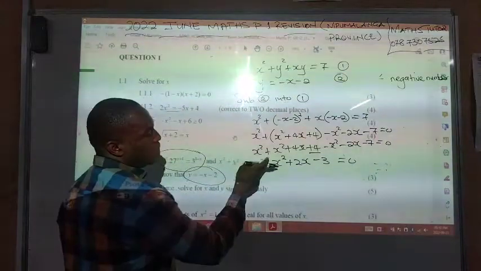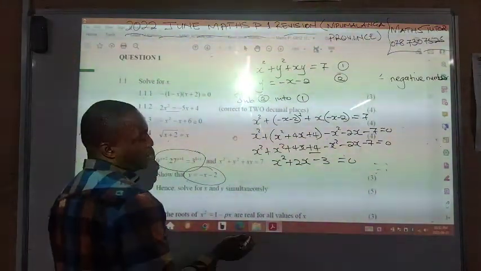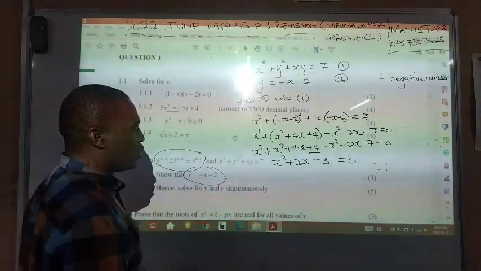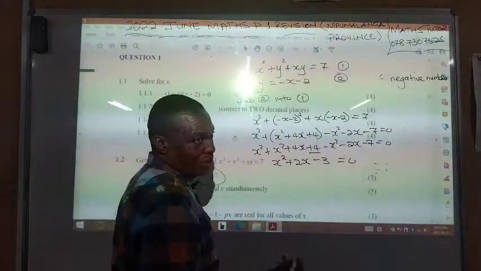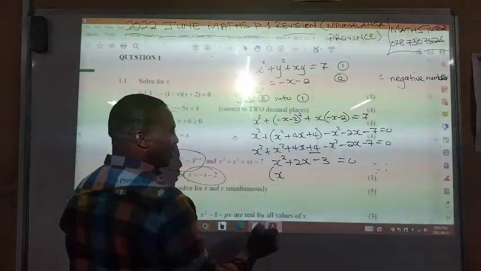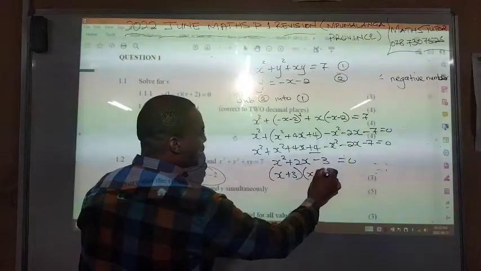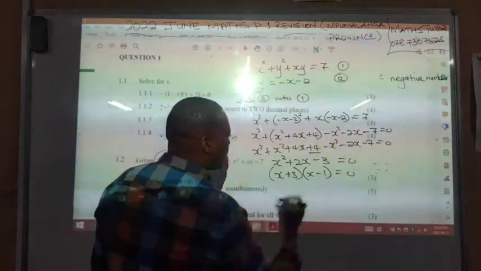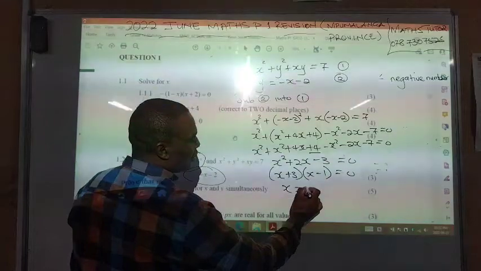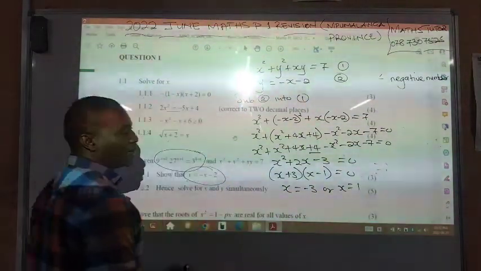And usually here factorization will do very well. And there are also other calculators that can solve, it will make your work easy. So the factorization is x plus 3 into x minus 1 is equal to 0. That is x is equal to negative 3 or x is equal to positive 1.